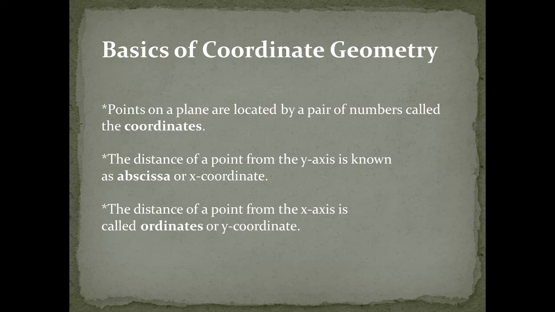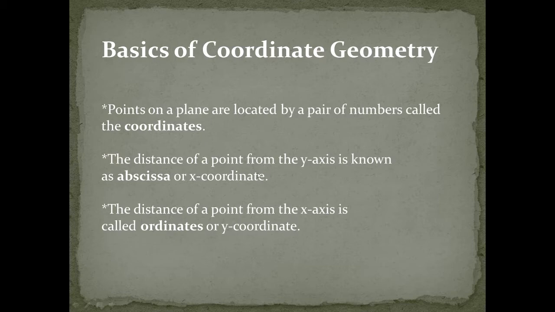So we can see the points on a plane located by a pair of numbers called coordinates. Coordinates are nothing but points which are located by a pair of numbers, and here these two are important points you are supposed to remember. The distance of a point from the y-axis is known as abscissa or x-coordinate, and in the same way the distance of a point from the x-axis is called ordinate or y-coordinate.